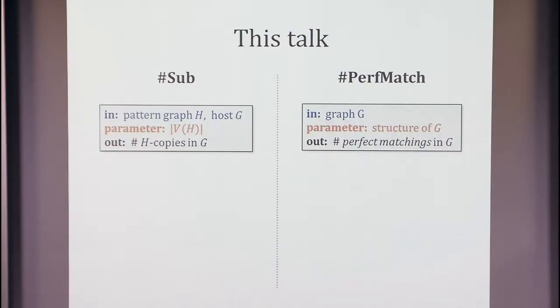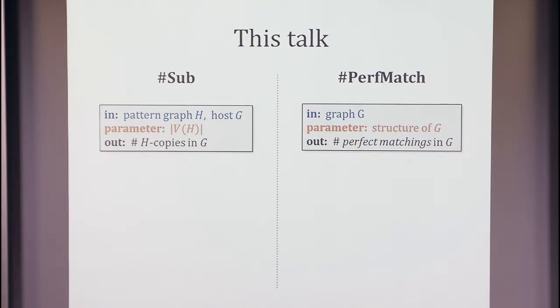And in particular, we will look at the following two problems. So in this talk, I'll focus on two problems. In the first one, we just have this subgraph isomorphism counting problem. So you're given as input a pattern graph H and a host graph G. The parameter would be the size of the pattern graph, so its number of vertices, and the output is the number of H copies in G.